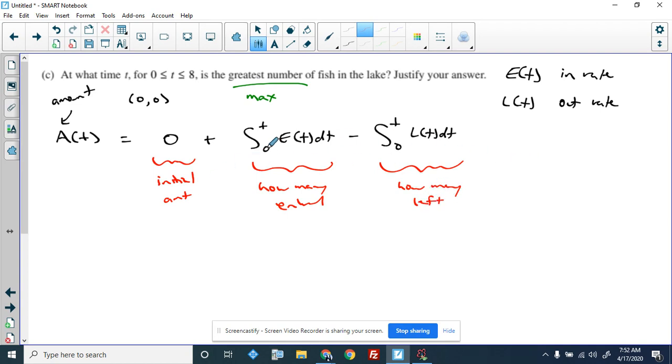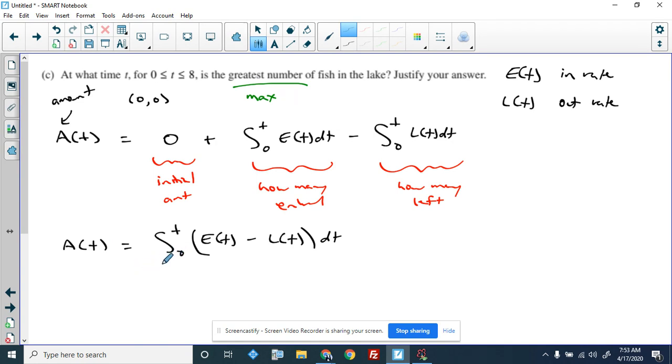All right, that's pretty good stuff. Now, you may notice that you can simplify this a ton. I don't need to do 0 plus, and the difference of integrals is the integral of the difference. So if I integrate from 0 to t of E of t minus L of t, that's just a clean way of saying what I want to say here. This is like the net rate. When you do the incoming minus the outgoing, you get the net rate, so this will give you the net amount of fish. So this function represents the amount of fish at any time t.